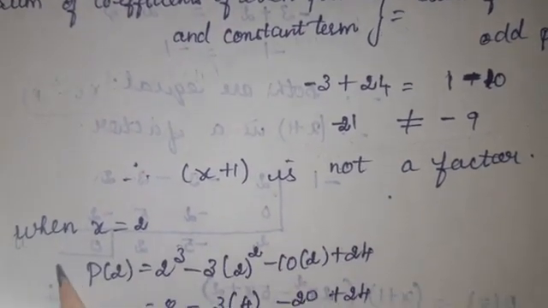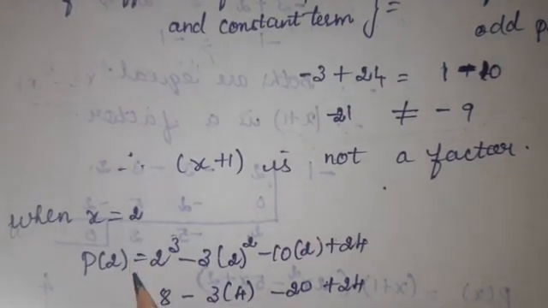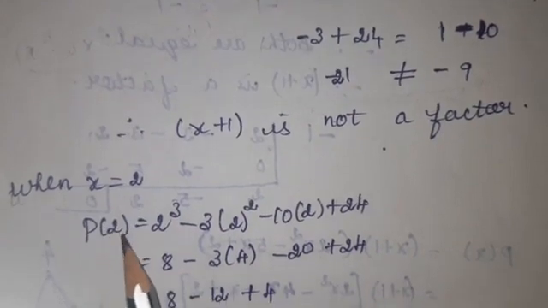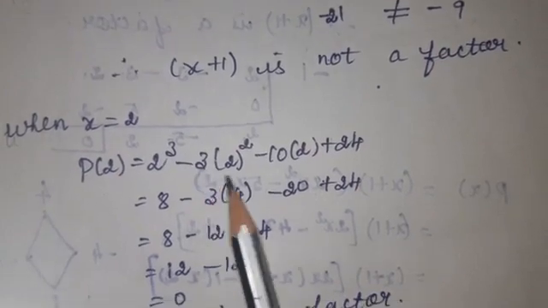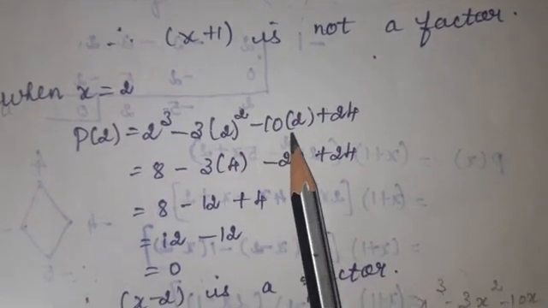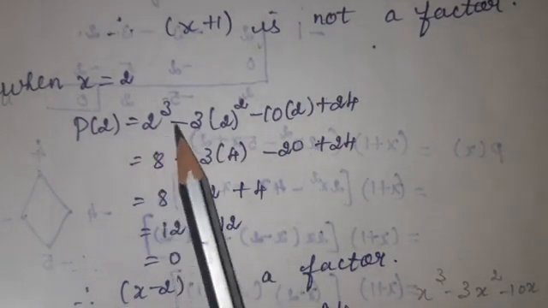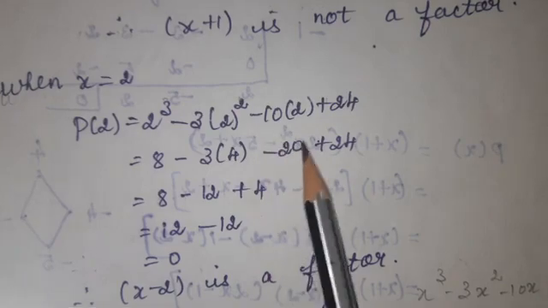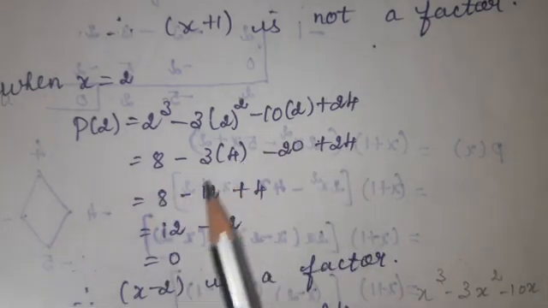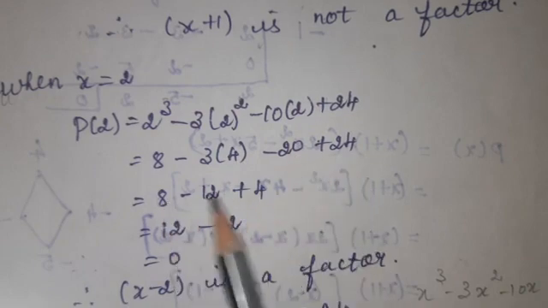Next step, I am going to find when x is equal to 2. I am writing x is equal to 2, putting 2 in the x place in p of x. So p of 2 is equal to 2 cube minus 3 into 2 square minus 10 into 2 plus 24. Now simplify this. 2 cube, 2 into 2 into 2, is 8, minus 3 into 2 square, which is 4, minus 10 twos are 20, plus 24. So 8, 3 fours are 12, minus 20 plus 24.